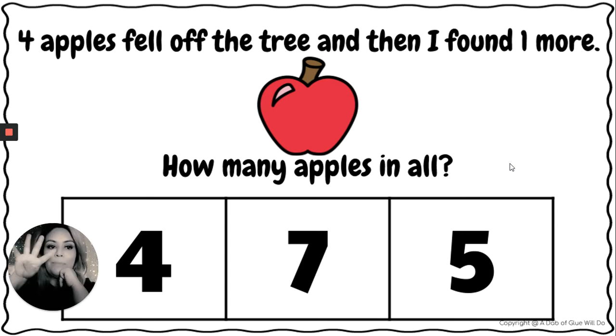Whoa, 4 apples fell off the tree, and then I found 1 more. How many apples in all? That's right, that's easy, huh? 5. We have 5 apples in all.